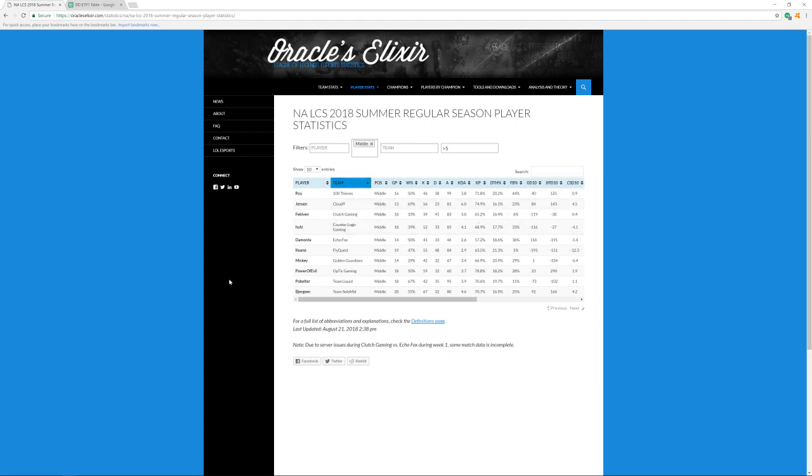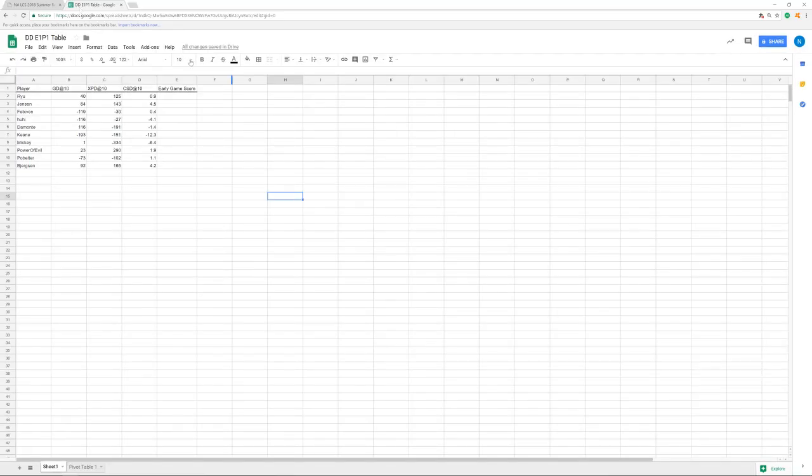Now, for this example, I'm looking just at the mid laners. We're going to be talking about AD carries in a little bit, but for this, we're just looking at the mid laners. I feel like these stats are all very representative of early game strength and your lane ability. On this data sheet, I've taken all the mid laners in North America that played in the 2018 summer, and I've written down over the course of that regular season what their gold differential at 10, XP differential at 10, and CS differential at 10 is.